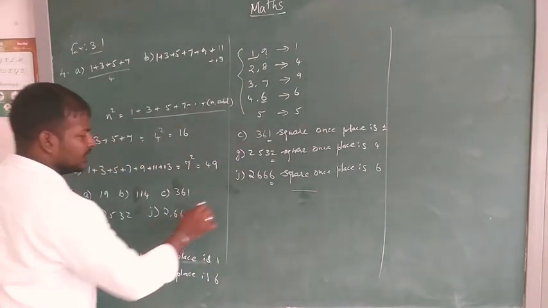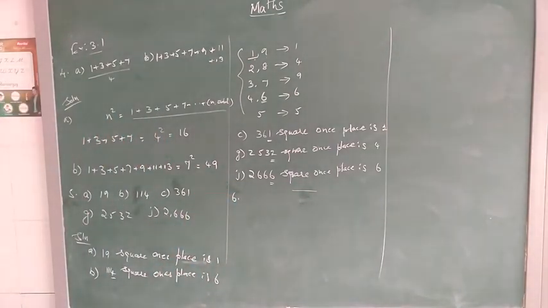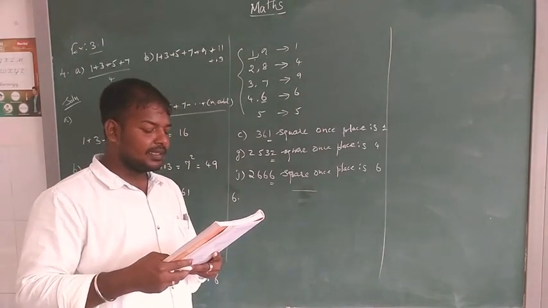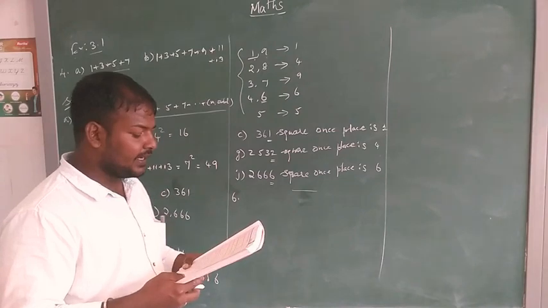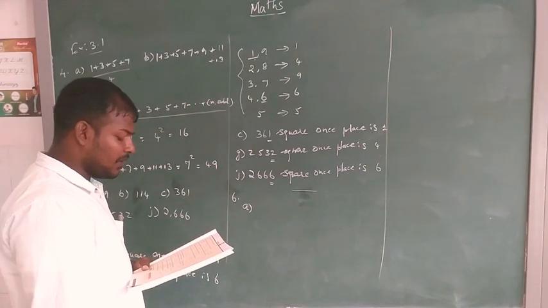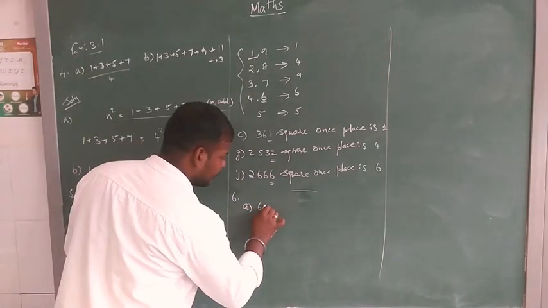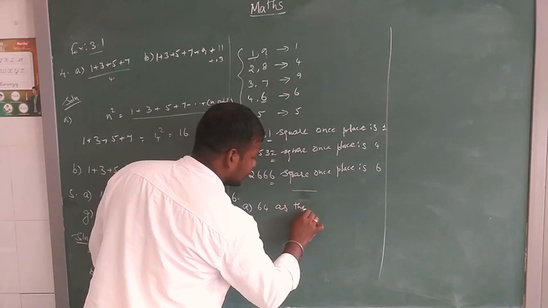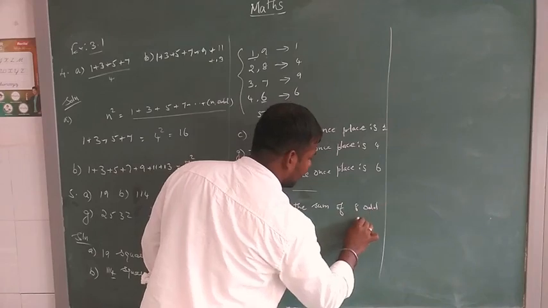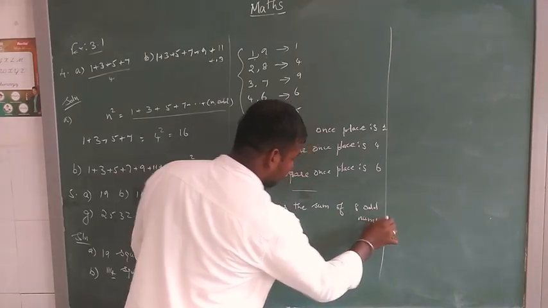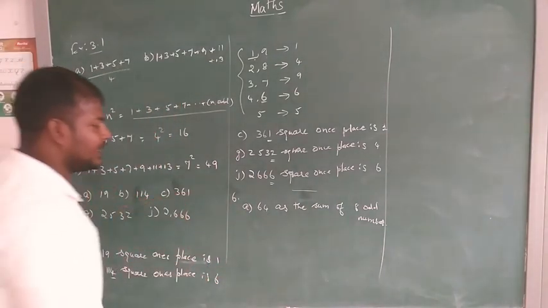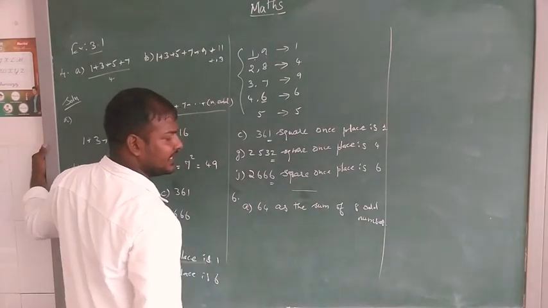Then we will move to the sixth problem. What is the sixth problem? Express the following as indicated. So A, first one: 64 as the sum of 8 odd numbers. So what we want to do? Express the following as indicated. So what is indicated? Sum of first 8 odd numbers.